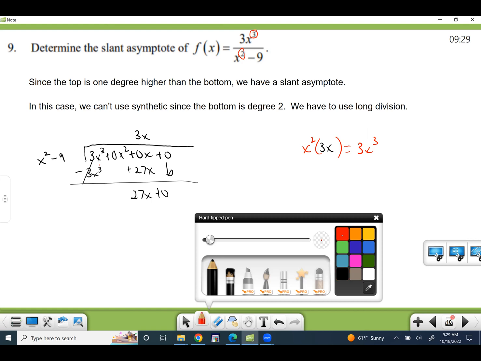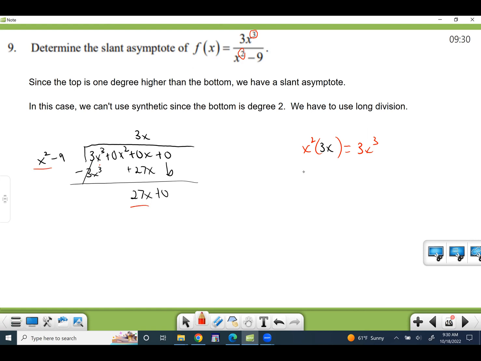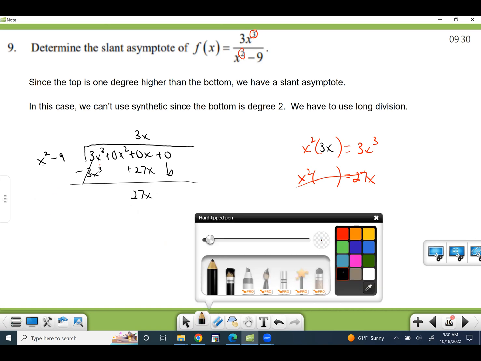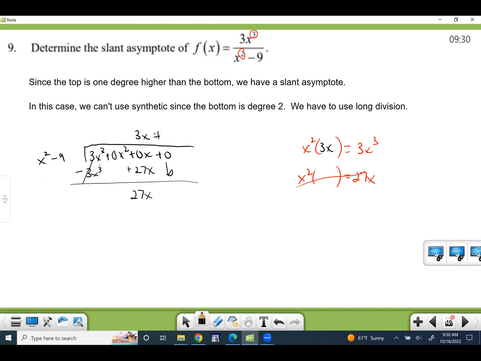All right, so now we got to ask ourselves, what would we multiply x squared by? Oh, wait a minute. I think we're done because there's nothing that we could multiply x squared by to make 27x, right, you guys? This doesn't make any sense. So we're done, okay? So forget the plus 0. That's our remainder. So remember, the remainder goes over the divisor.